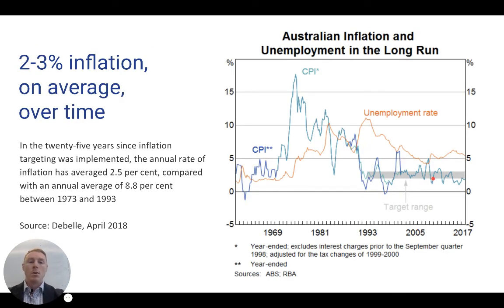This is a good graph to show the performance of monetary policy, looking at Australia's inflation and unemployment on the one graph, especially going back to before introducing the inflation target. And this is an excellent quote from a speech from Guy Debelle from April 2018 that you would be wise to look up. He states that in the 25 years since inflation targeting was implemented, the annual rate of inflation has averaged 2.5%. So their goal is between 2 to 3%. So they've had it right in that Goldilocks zone in the middle there. There has been spikes above and below this, but on average over the long run, they've kept inflation within the target.